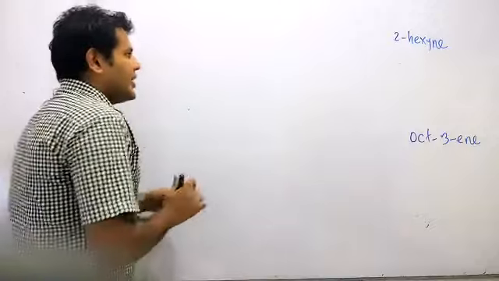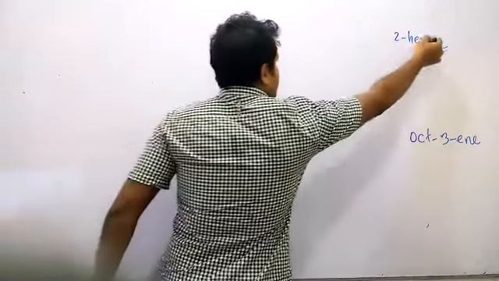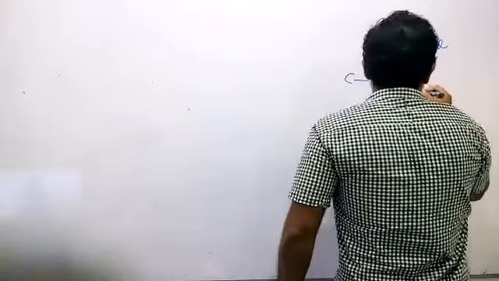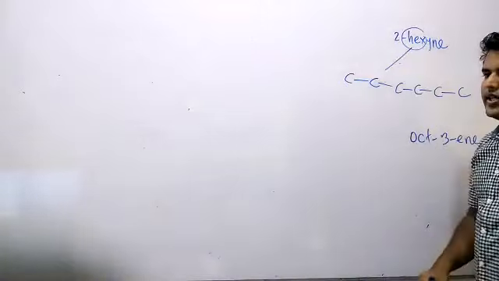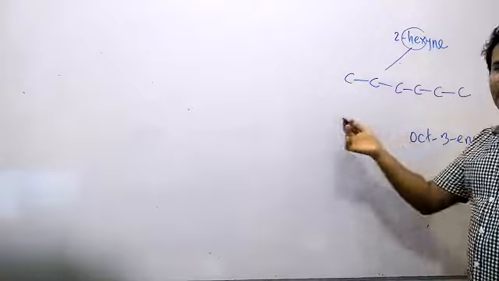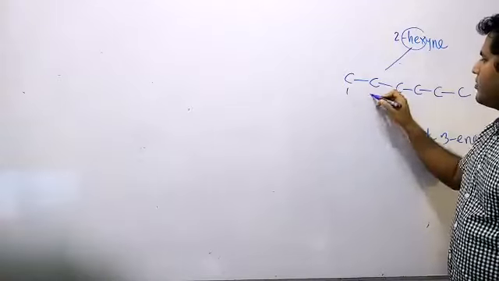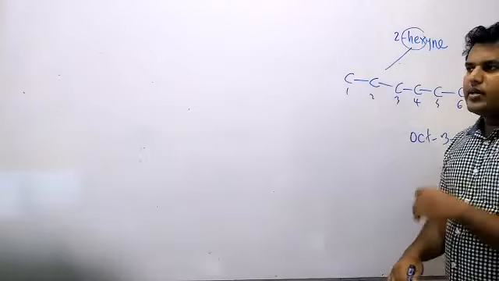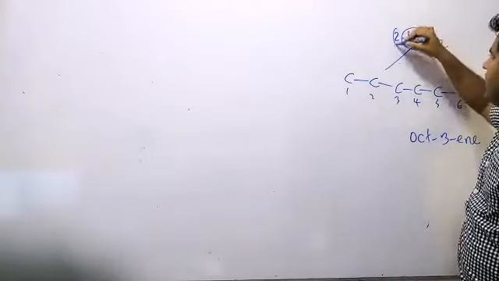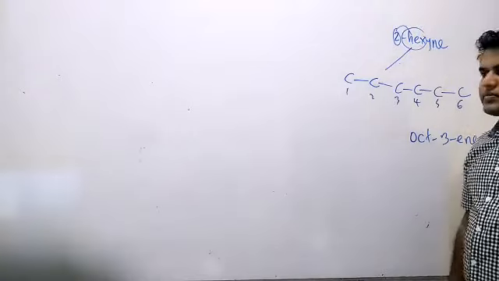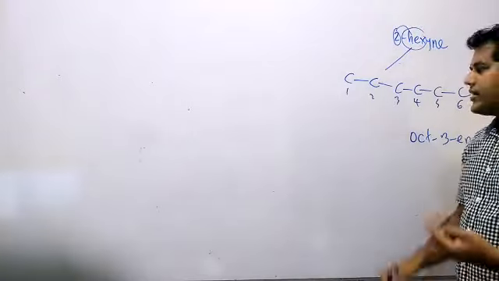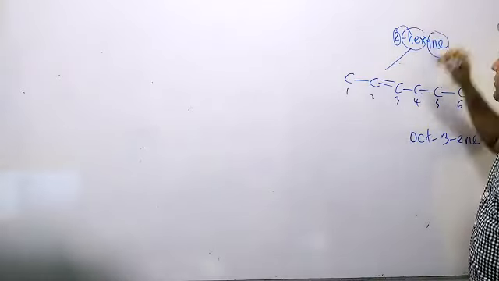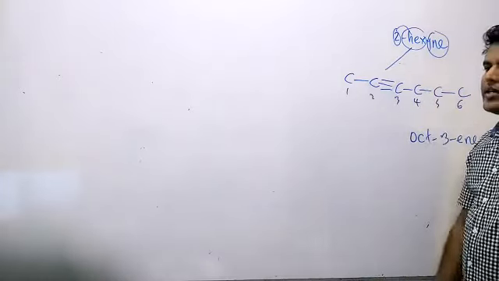Yes, hexyne. Hex means 6 carbons. 1, 2, 3, 4, 5, 6. Okay. So then you have to number. Generally, I'm numbering from left to right, because it is not essential to write from right to left. I'm just numbering from one direction. So then 2-hexyne means in between the second carbon and third carbon, you have the triple bond. Yne means the triple bond.